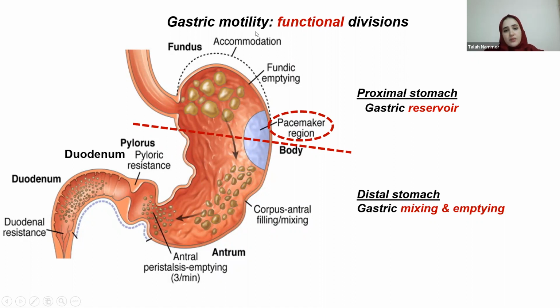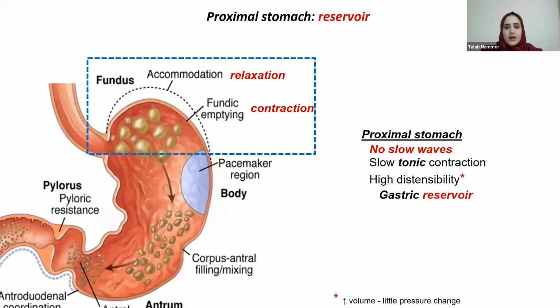Is this clear? It's pretty easy. There's nothing much to talk about here. Okay, we're not gonna go into the distal, we're only gonna talk about the proximal stomach. The proximal stomach, as I mentioned, is made up of the fundus. What does the fundus do? It is there to accommodate the food.